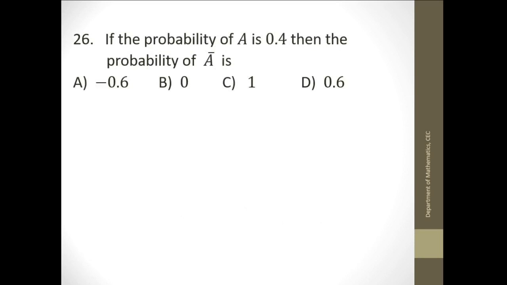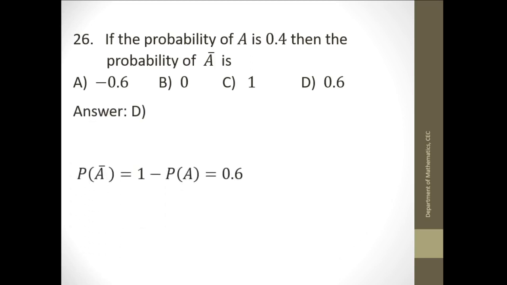If the probability of A is 0.4, then find its complement probability. So another event, complement of A, either A bar or A complement. Therefore, total probability is 1, which means the remaining is 0.6. 1 minus 0.4, that is 0.6.